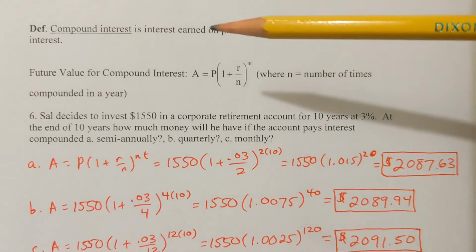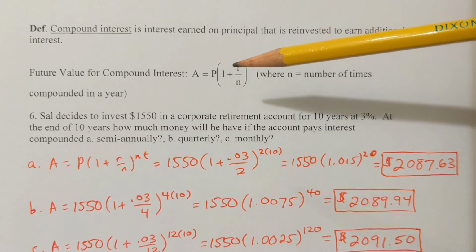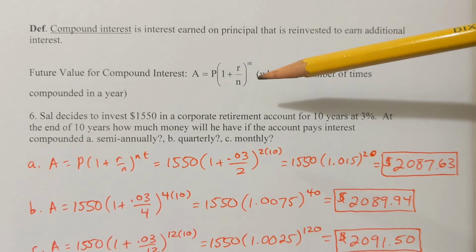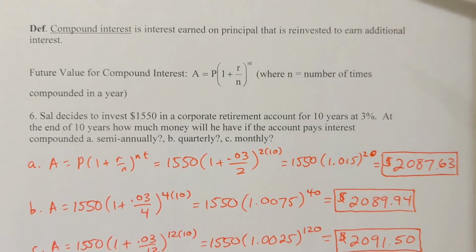Okay, the future value for compound interest is we take the present value times 1 plus the rate divided by the number of times compounded in a year, n, to the nt power.